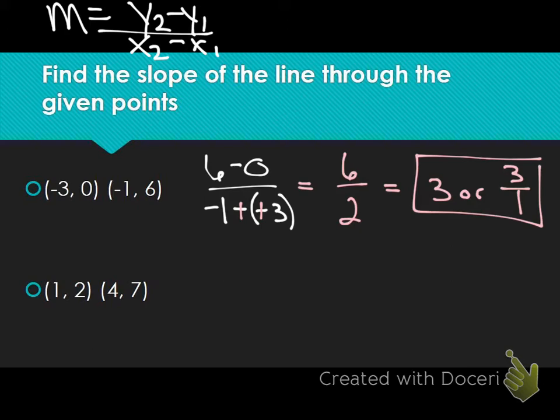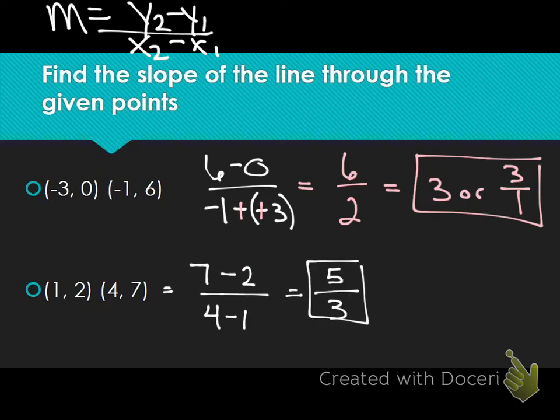Now on the second one, we again make our substitutions, and then there's no reducing. Don't change it to a mixed number. It's got to be rise over run. It's just 5 over 3. Any questions on slope? All right, good. So no questions on slope. So now let's see what's next.